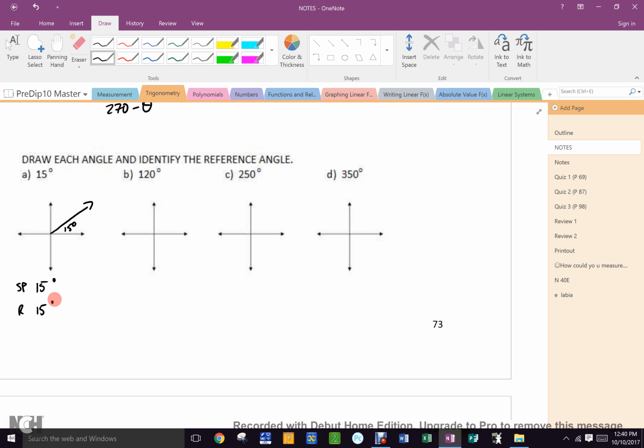Yes? All right, 120 is where? It's in the second quadrant, out here. So there's the 120. That's my standard position. Where does my reference angle live? Between the terminal arm and the x-axis. What is it? 180 minus 120, which equals 60.